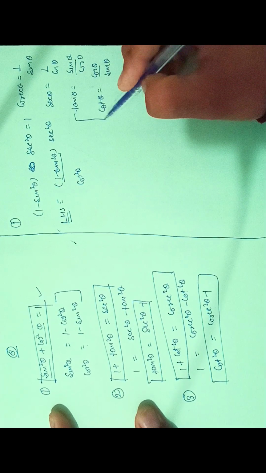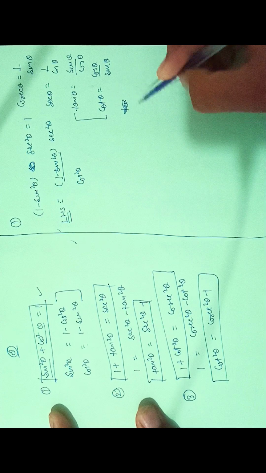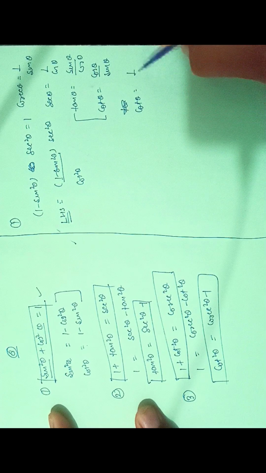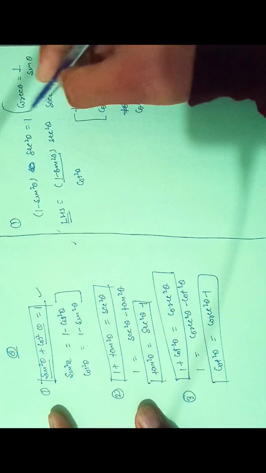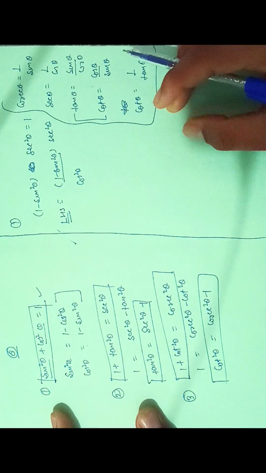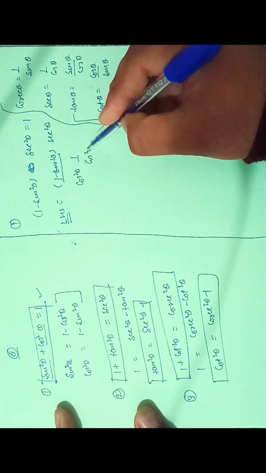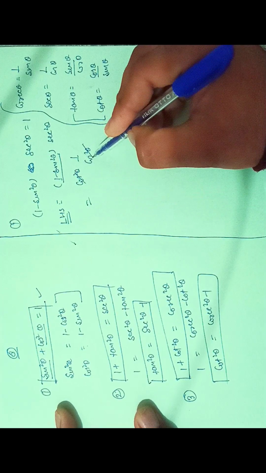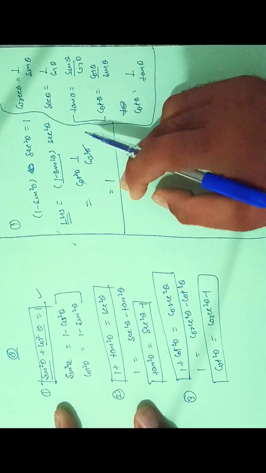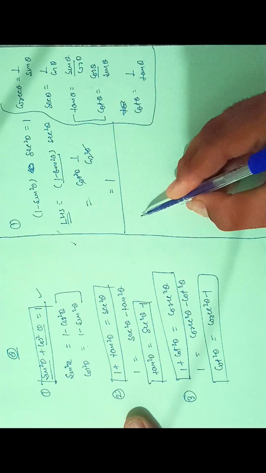There is also one relation between tan and cot: if cot theta is given, we can use 1 upon tan theta. These are basic things which you must know, and I hope you know them already. So it will be cos square theta times 1 upon cos square theta. Cos square will cancel cos square, and we get our answer. It was a very easy question. Let's move to the next question.